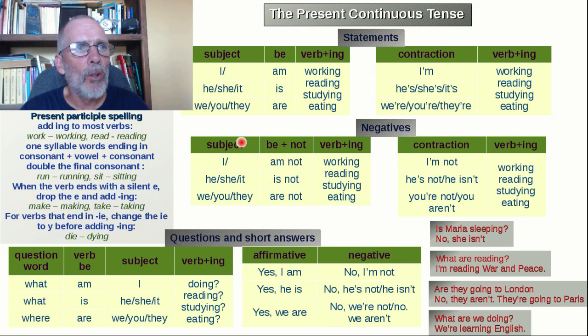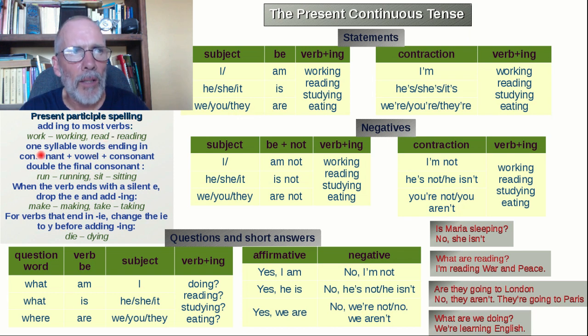Before we continue with the uses of this tense, let's just have a quick look at the spelling of the present participle. Now remember, the present participle is the correct name for the verb with ing. So most verbs we just add ing. Add ing to most verbs. For example, work becomes working, read becomes reading, study becomes studying, and eat becomes eating. This is the general rule.